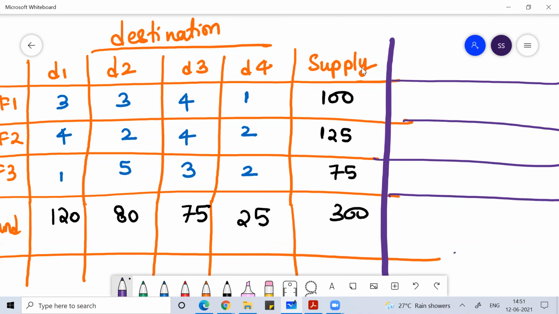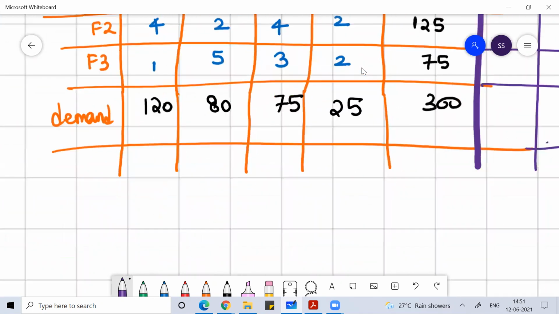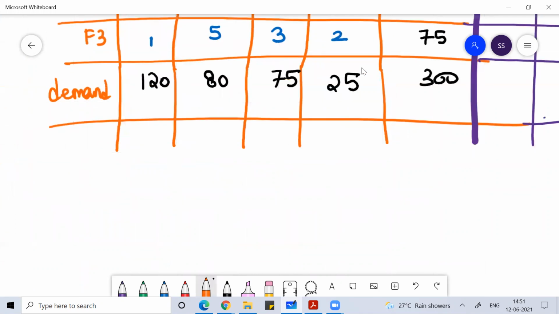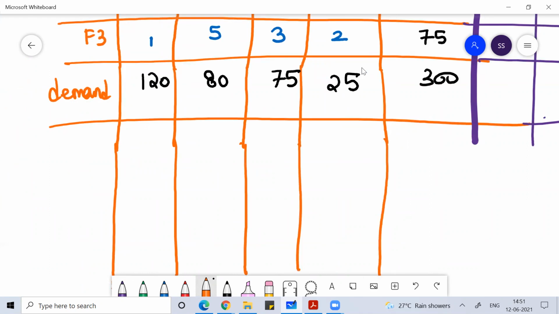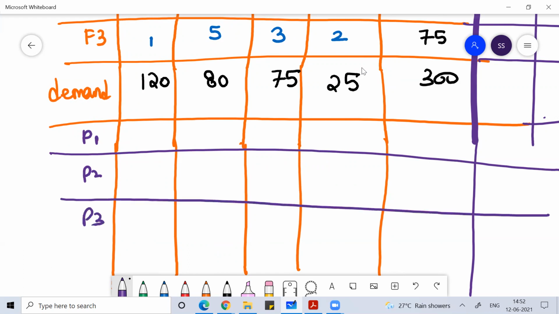We'll write the penalties as P1, P2, P3 like this, row wise and column wise. Out of the three methods, this is the considerably difficult one, and that's why it comes in the exam.